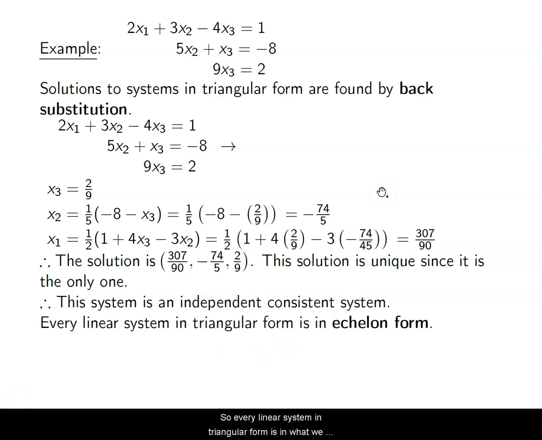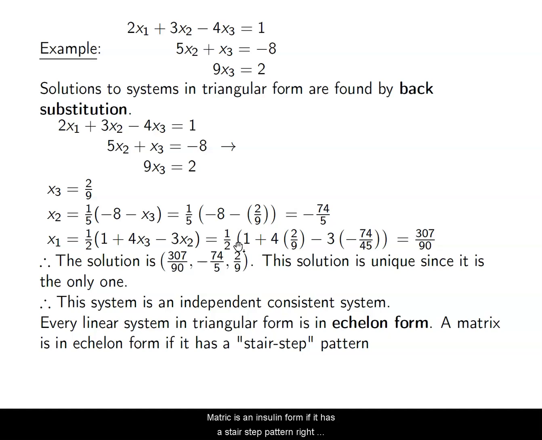So every linear system in triangular form is in what we call echelon form. Okay, this is a very important form. We will go through the different echelon forms, but we always want our system to reduce down to an echelon form. It makes it very easy to finish solving when it's in this form, obviously.